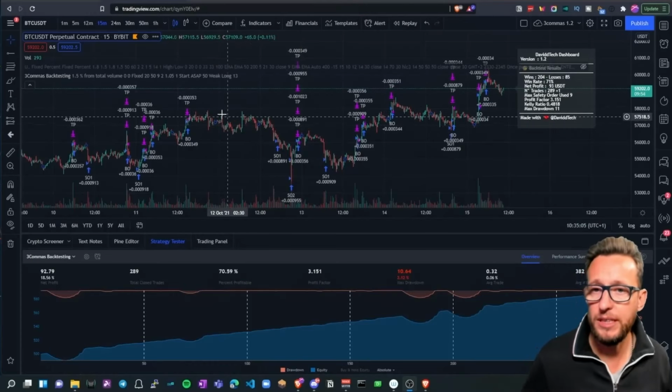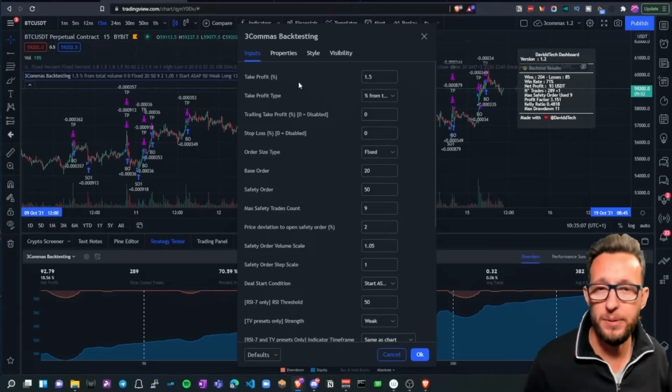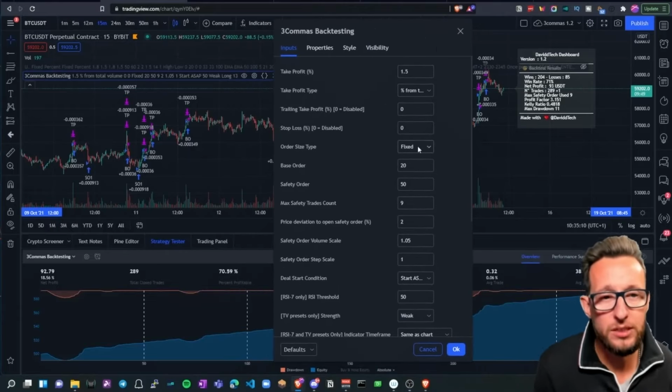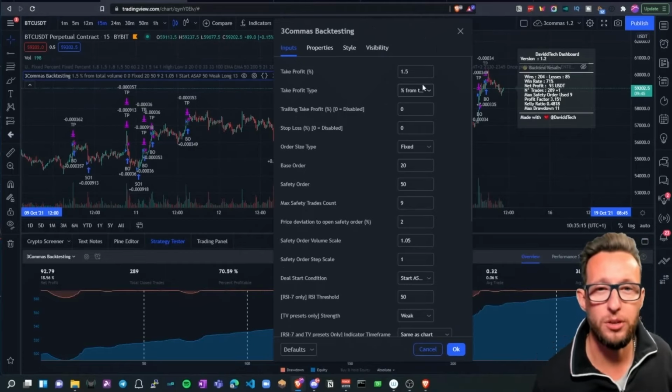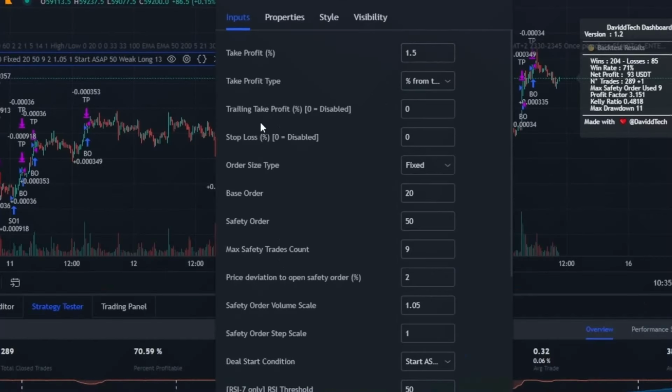Right, okay, so what we're going to do is go into this cog button here, and as you can see, I have actually predefined all of the settings as I have on 3COMMAS. So we're taking profit at 1.5%, no trailing stop, no stop loss. We're using a fixed amount, which is 20 and 50 for safety orders. Max number of safety orders was 9, deviation in price was 2. We had the safety order volume scale of 1.05 and the safety order step scale was 1.